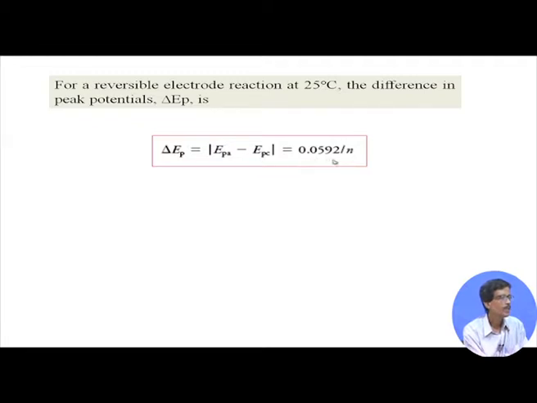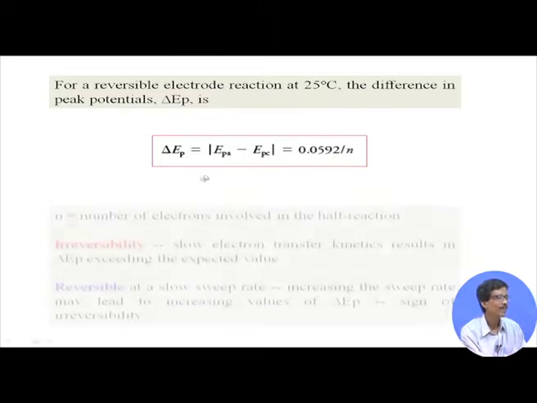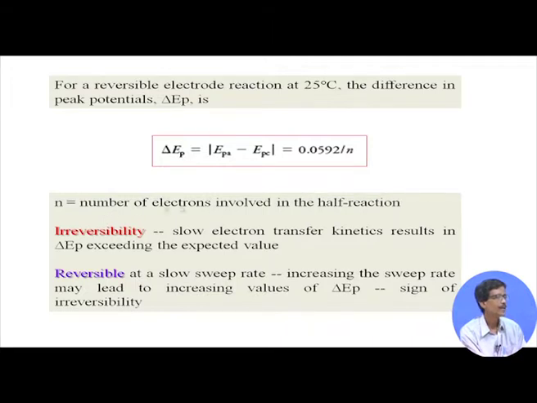So, it will be equal to some magnitude, because the constant that we get for the Nernst equation is 0.0592 by n. This n is quite significant, because it tells us the number of electrons involved in the half cell reaction. In the case of the ferricyanide ferrocyanide reduction reaction, the n value is equal to 1. So, what we expect is a separation of 60 millivolt.